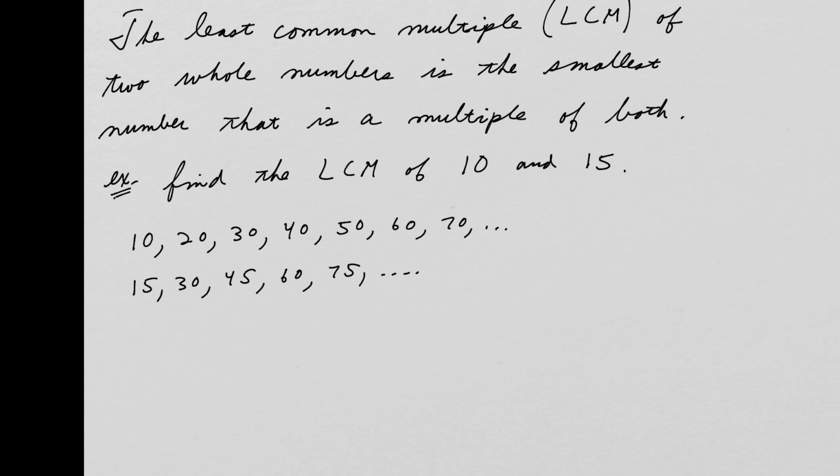So the least common multiple is going to be the smallest number that is a multiple of both. If you look at these lists, what's the smallest number that's a multiple of both 10 and 15? It's 30. See how 60 is a multiple of both, but it's not the least common multiple. The least common multiple is the smallest number that's a multiple of both. So in this case, we would say 30 is the least common multiple.